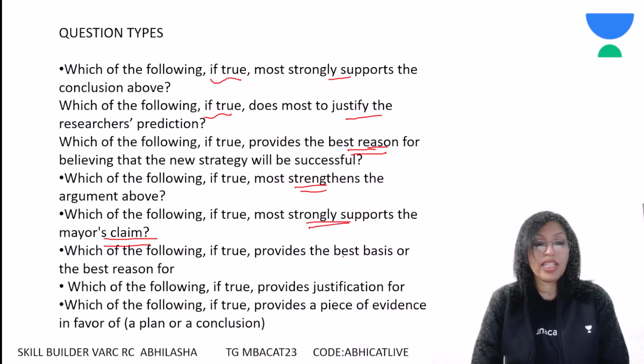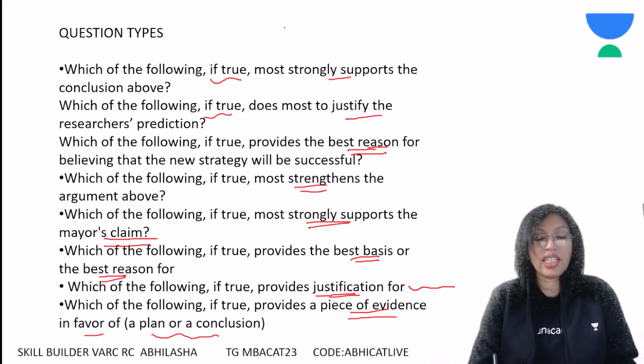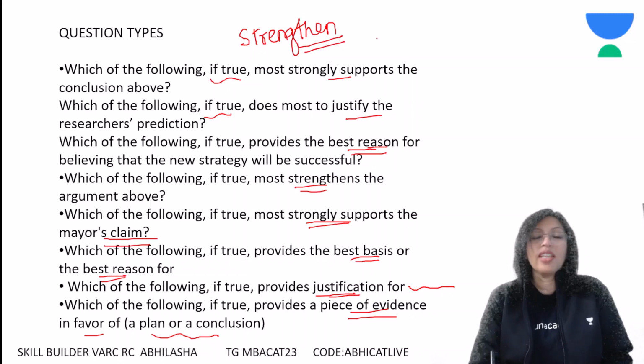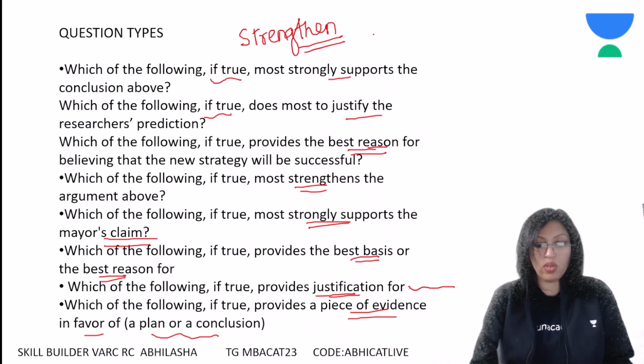Which of the following provides the best basis or best reason for something? So again, you're trying to find something that will support. Which of the following, if true, provides justification for the writer's conclusion, whatever he may have given you? Which of the following, if true, provides a piece of evidence, proof in favor of some plan or some conclusion? So you are now trying to prove that the writer is correct. So this is how you can strengthen an argument. These can be the different types of questions that will be asked from you when they ask you to strengthen an argument. Okay, find supporting proof.